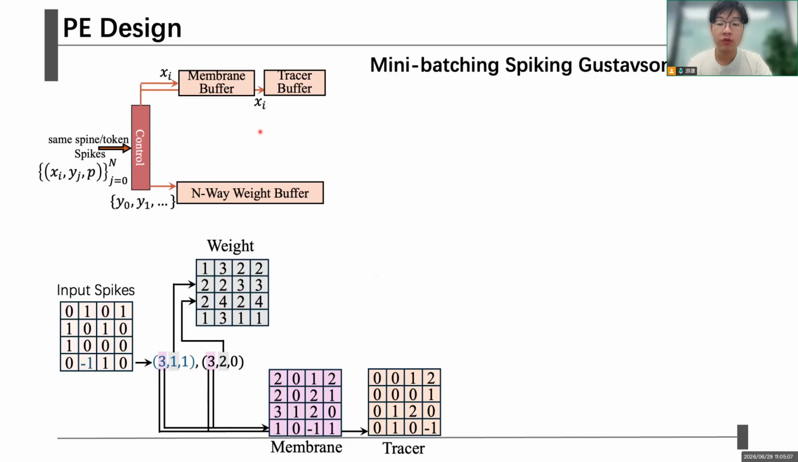Then, the control module in PE uses Xi as an address to retrieve the Xith row of the membrane buffer and the tracer buffer, and uses Yj as the address to retrieve Yj's row of the weight matrix in the N-way weight buffer. The address begins from 0. For example, the negative spike 3, 1, 1 selects the third row of neural states, including the membrane and the tracer, and the first row of the weight matrix.